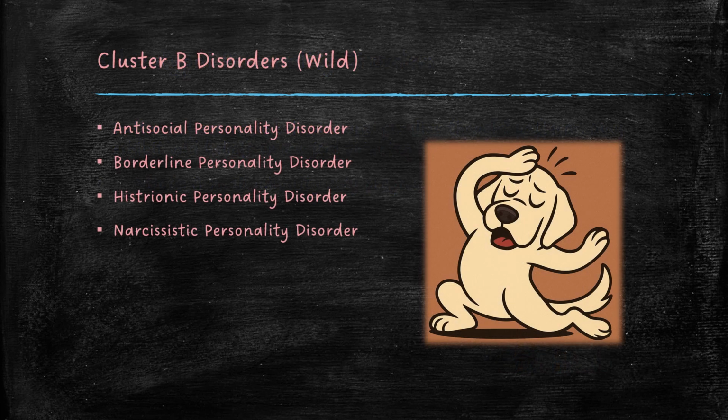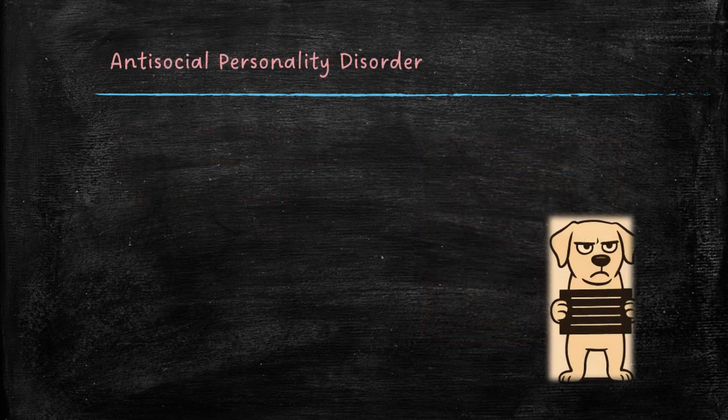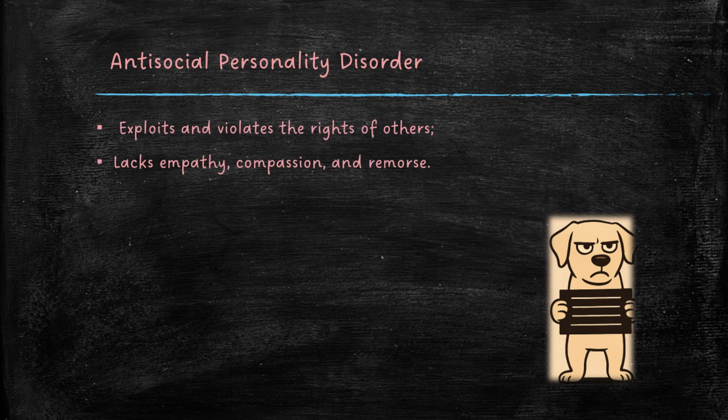Now we have the Cluster B personality disorders, which are antisocial, borderline, histrionic, and narcissistic. First, we're going to discuss antisocial personality disorder. So when you think of antisocial personality disorder, for the test questions, think of criminal behavior. They exploit and violate the rights of others, and they lack empathy, compassion, and remorse.